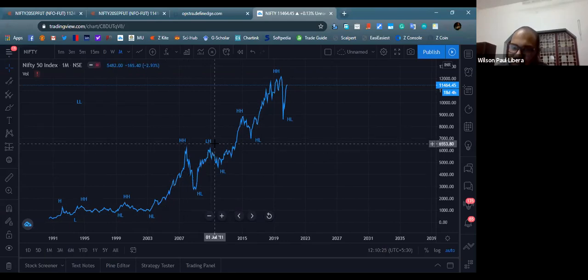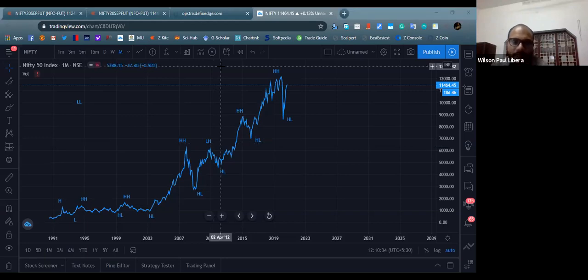This is classical Dow theory. The trend, about the trend. Dow theory tells about the trend, the duration of the trend, things like that.